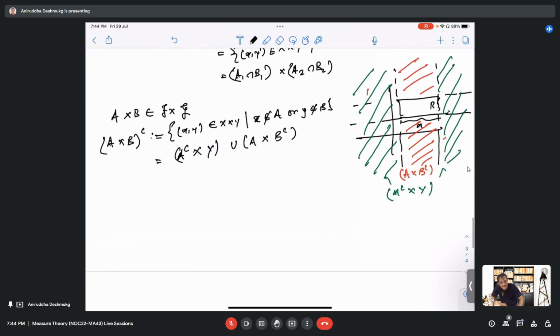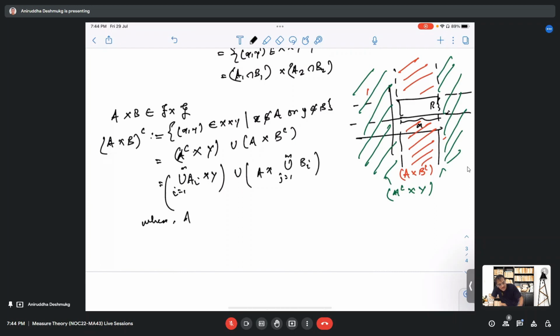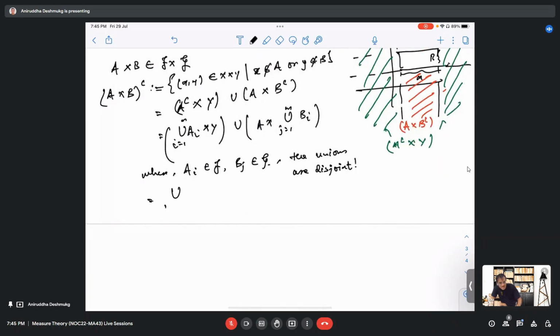Now notice that A is in F, so I can write it as the union of Ai, i from 1 to n, union with A cross the union of Bj, j from 1 to n, where Ai is in F, Bj are in G, and the unions are disjoint. But now it is easy to see that this is just the union over i from 1 to n of Ai cross Y, union with the union over j from 1 to n of A cross Bj. And all this is a disjoint union.